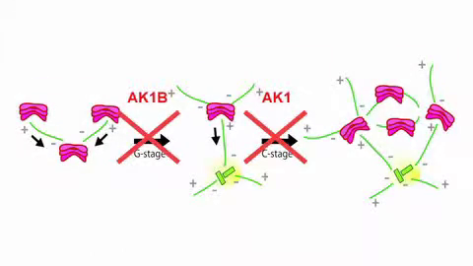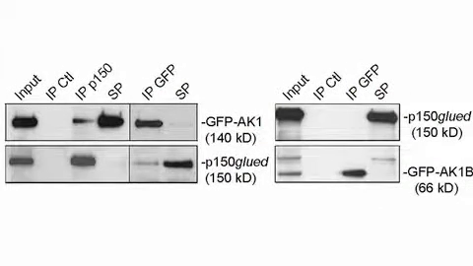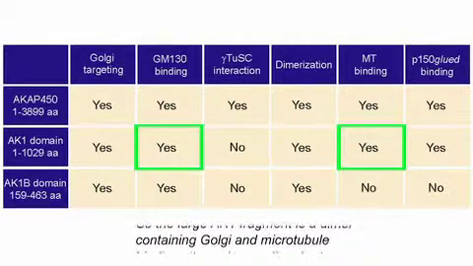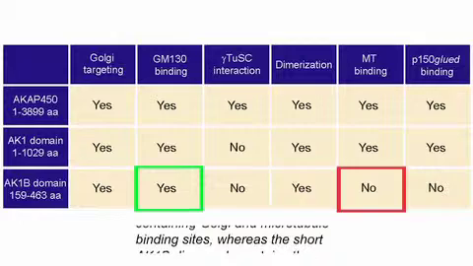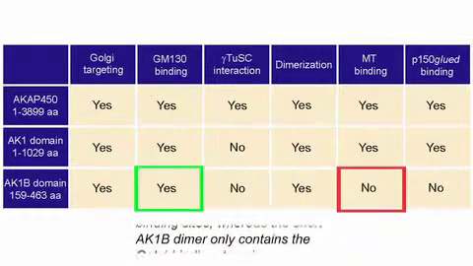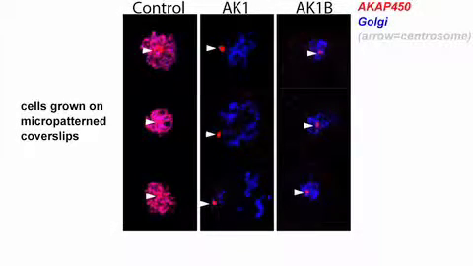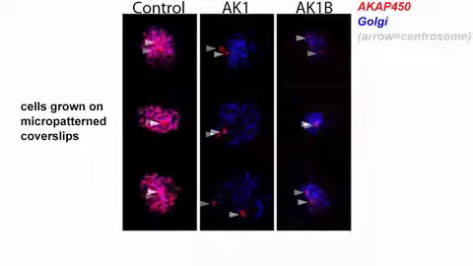How AK1 and AK1b selectively perturb the different stages of Golgi assembly is unclear, but Hurtado et al. found that one difference between the ACAP450 fragments is that AK1 can bind to the dynein-dynactin subunit p150 glued, and can therefore interact with microtubules. So the large AK1 fragment is a dimer containing Golgi and microtubule binding sites, whereas the short AK1b dimer only contains the Golgi binding domain. Whatever the mechanism, AK1 and AK1b's different effects on the Golgi's organization allowed Rios and colleagues to investigate the importance of pericentrosomal positioning and ribbon integrity to the Golgi's functions.